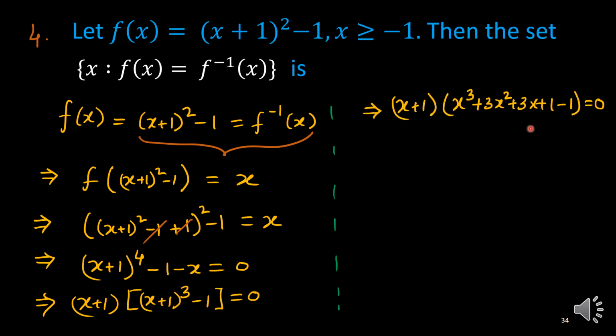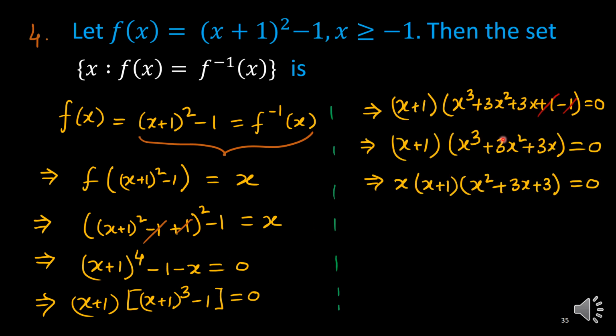I can simplify it further, so that this one I can expand it. Now here 1 will cancel out. So now from here I can take x common. I will get x square plus 3x plus 3. As this equation contains x to the power 4, thus we will have 4 solutions.